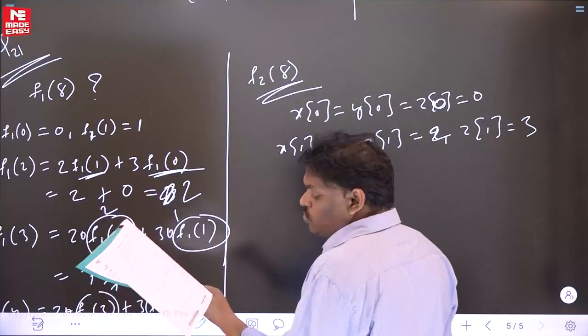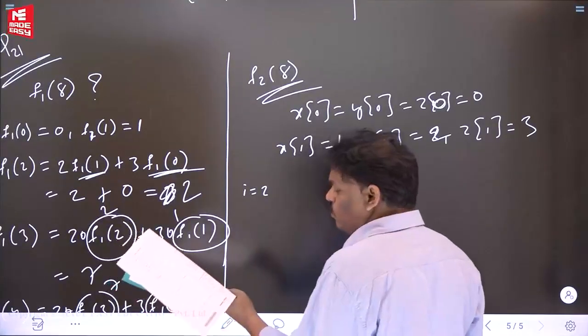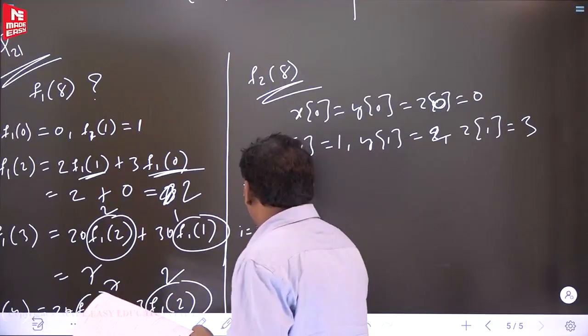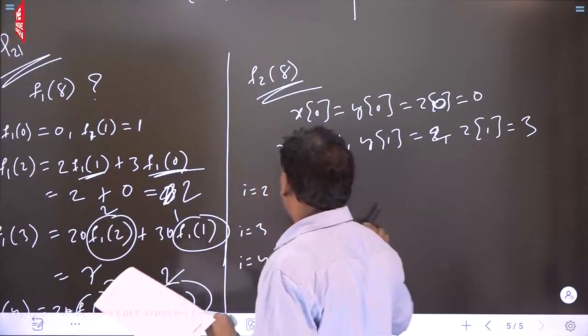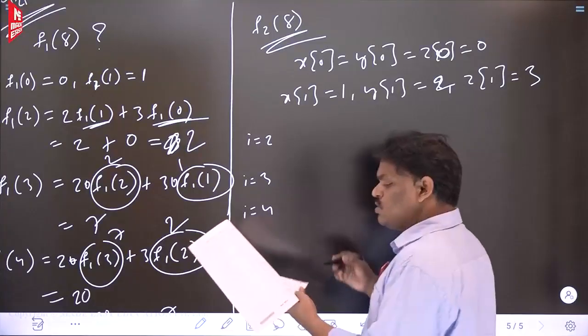i is equal to 2 going on. Can you help me? i is equal to 2, what is the answer? Check. In a similar way, i is equal to 3 also. Similarly, i is equal to 4 also, and so on up to 8. Verify yourself. If you continue this, what will happen?